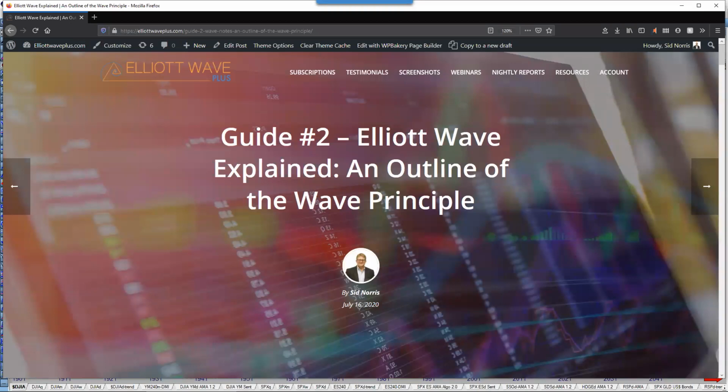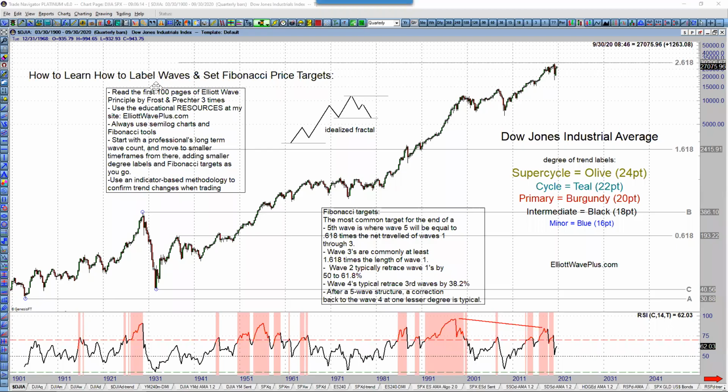I think that would make a really good place to go once you've gotten the basic idea down by reading the first 100 pages of Elliott Wave Principle. You could go to that outline and check very quickly for a list of typical Fibonacci relationships between waves, et cetera, et cetera, et cetera.